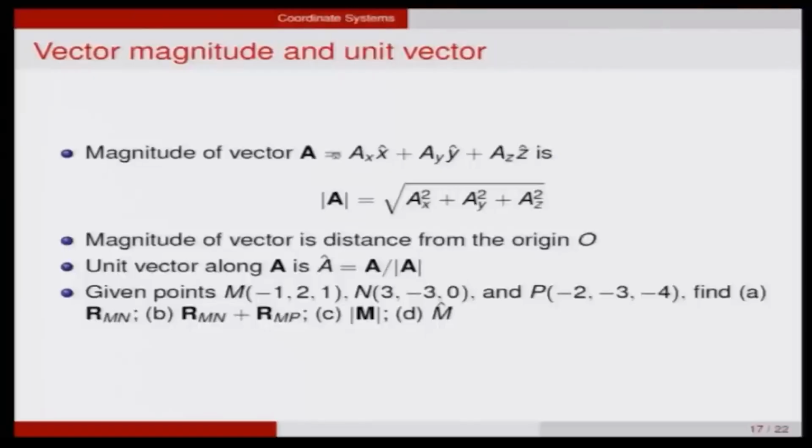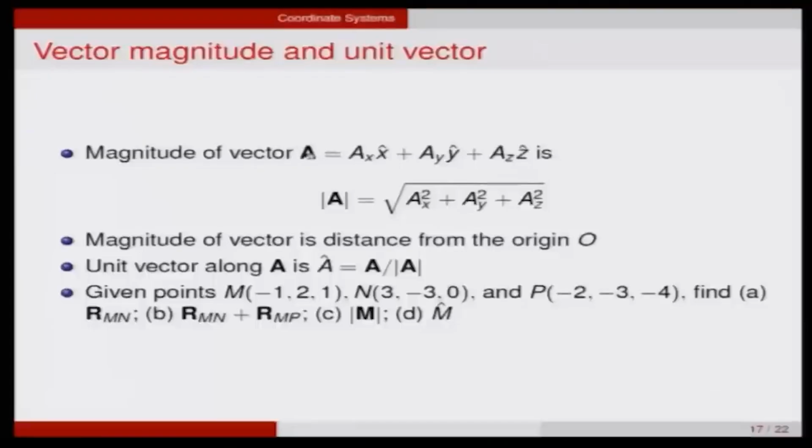So, we have seen how to define a vector in a 3-dimensional Cartesian coordinate system. Given a vector A, we can resolve this vector into 3 vectors which are mutually perpendicular. When we say mutually perpendicular, we mean that if you take pairs of vectors, these pairs of vectors will be perpendicular to each other.